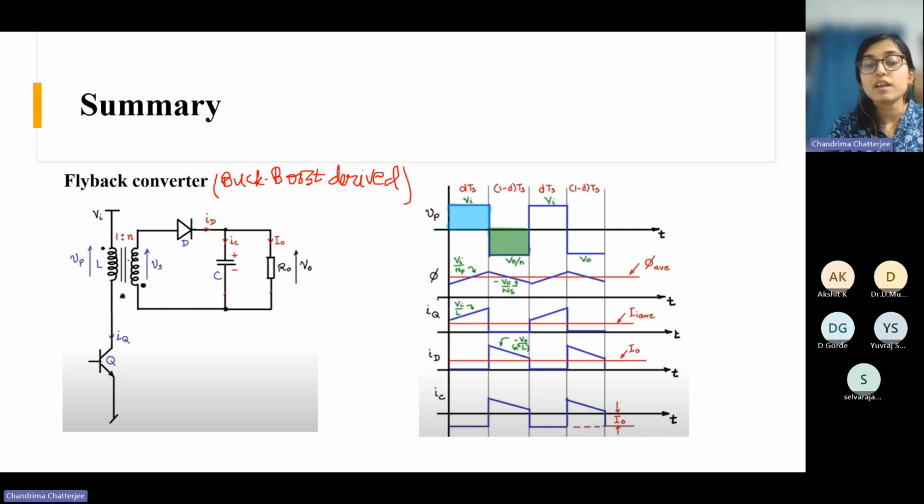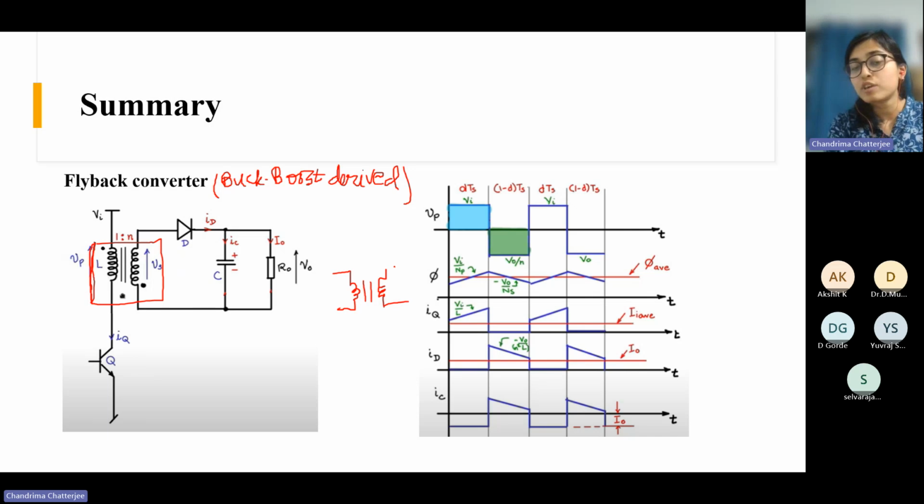Here again you have this isolation, but the point to be noted is that for the forward converter, this was operating as a transformer. But here this is not operating as a transformer. This is a coupled inductor. Because for a transformer, there is no energy storage. So if there is input in the primary, simultaneously the power will get transferred.